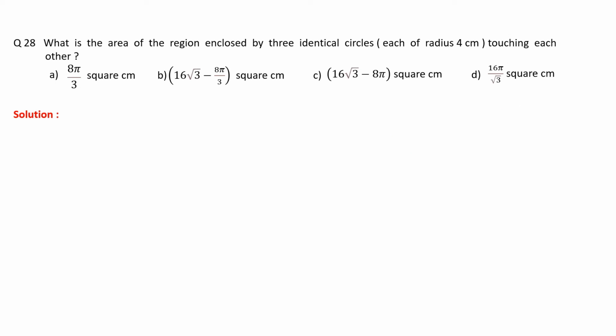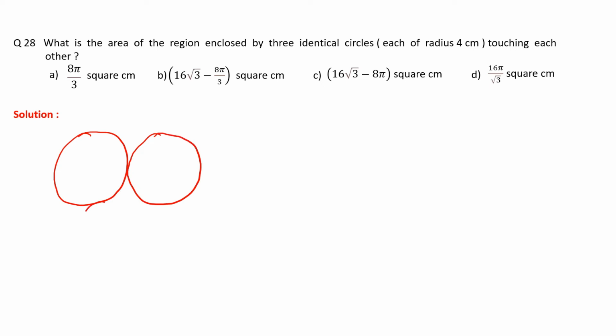Now this is the next problem. The question says, what is the area of the region enclosed by three identical circles, each of radius 4 cm, touching each other? Now students, let's take three circles that are touching each other externally.